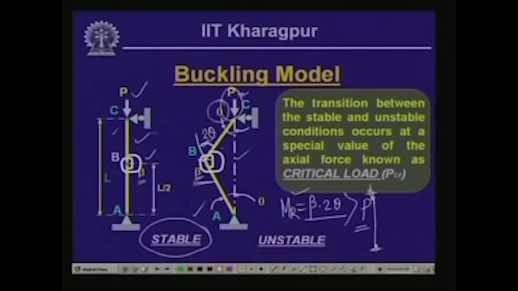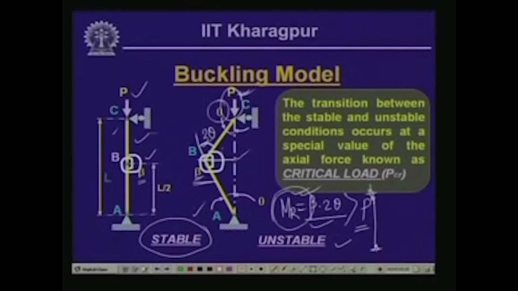Now, supposing we keep on increasing this load to such an extent that the axial load exceeds the restoring moment capacity, that means the moment produced by this axial load through this movement exceeds the restoring moment capacity, then the system will no longer be in equilibrium position and it will fail. If we remove the external disturbance, the spring will not be in a position to restore back the normal position, and thereby the system becomes unstable.